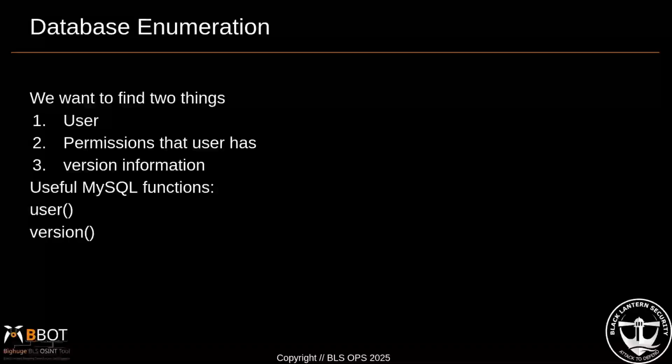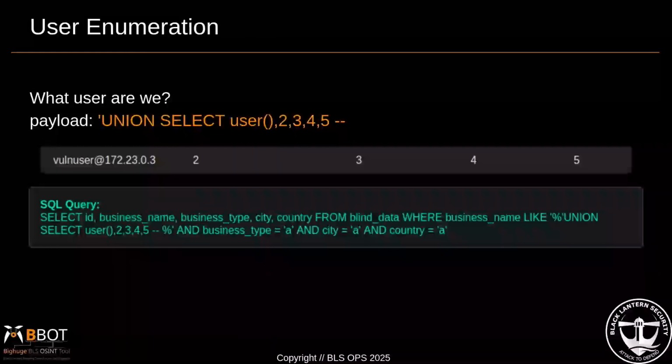We want to figure out the permissions that this user has, and then any version information we can find. This is just basic enumeration principles, but we're going to do it all manually instead of letting SQLmap do all the hard work for us. A couple of useful functions are the user function, which is pretty rad, and the version function, which is also pretty cool, but we'll talk about that.